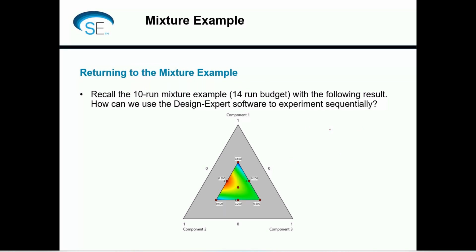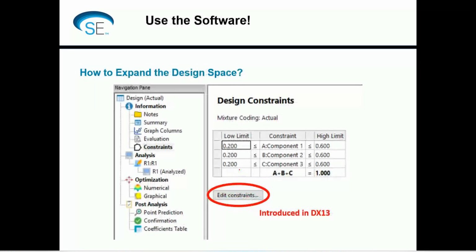So how can we use our software to experiment sequentially? Well, in Design Expert 13, which was some years ago now, you can actually edit the constraints. We used to be really strict on not tinkering with the lows and highs because sometimes people were doing dangerous stuff. But this button appeared in Design Expert 13, and in the following version, we actually had a wizard, which allows this to be done, which I'll show at the end of this presentation.